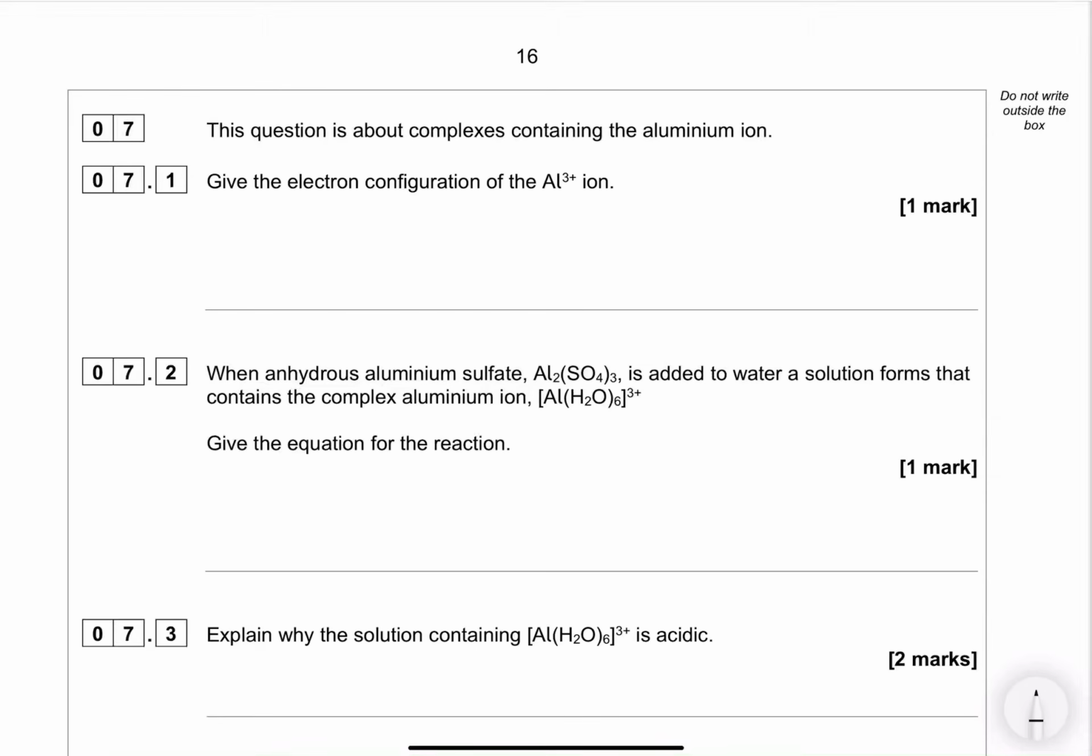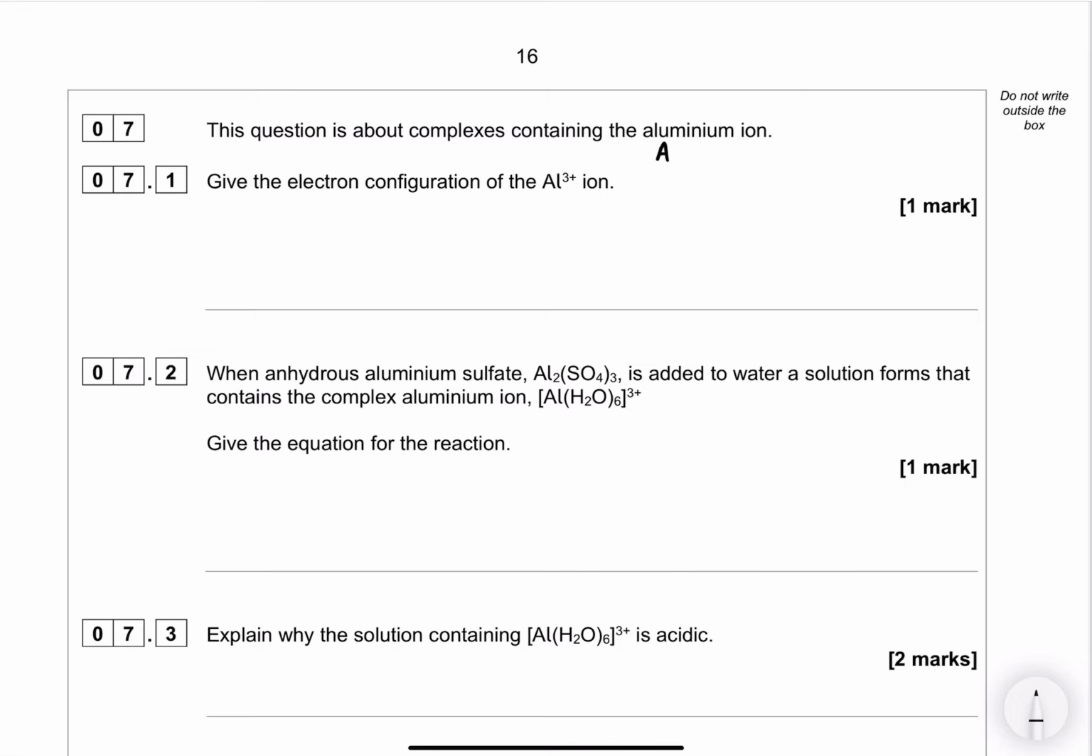This question is about complexes containing the aluminium ion. Give the electron configuration of Al3+. So there's two ways of doing this. I prefer to do the electron configuration of the whole atom and then take away the last three, because this one will always work even for transition metals. Now, aluminium's not a transition metal, so we could use the other method where we just think how many electrons Al3+ has, but I'm going to do it the way that I first suggested.